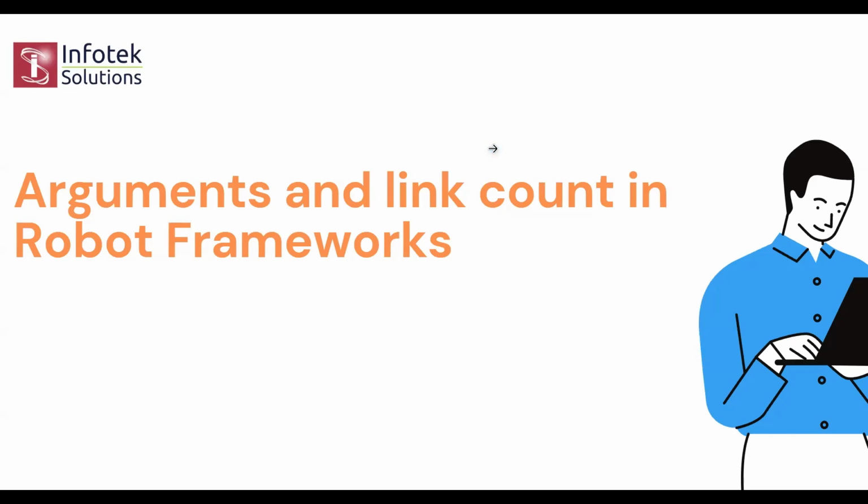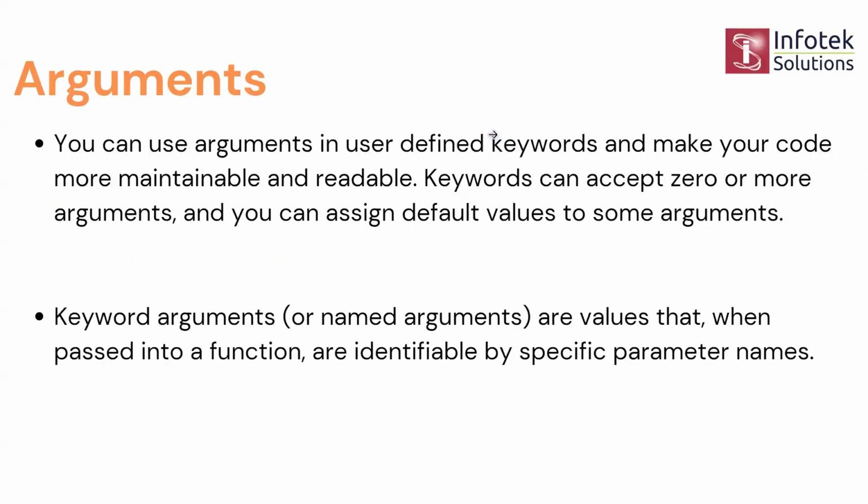And the second thing is we'll see what this argument is. So a small description about the argument, let's go through it. You can use arguments in user defined keywords and make your code more maintainable and readable. Keywords can accept 0 or more arguments, and you can assign default values to some arguments. Now, keyword arguments are the values that, when passed in a function, are identifiable by specific parameter names.